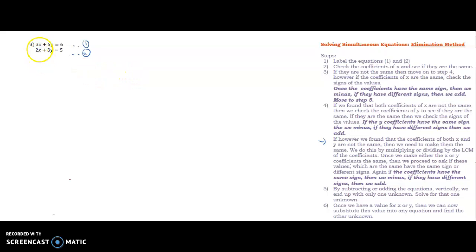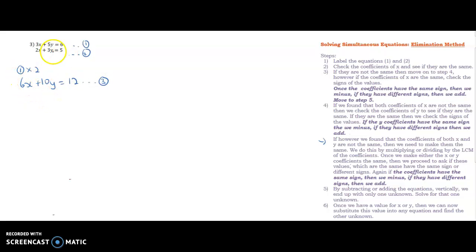So simply at this point here, we could just choose. Are we going to choose to deal with x or choose to deal with y? I will choose to deal with x. So looking at 3x and 2x, the LCM of 3 and 2 is 6. So if I took equation 1 and multiplied it by 2, I will get a 6x here. But I need to multiply the entire equation. So equation 1 multiplied by 2 will give me 6x plus 10y is equal to 12. So that now is going to be called equation 3.